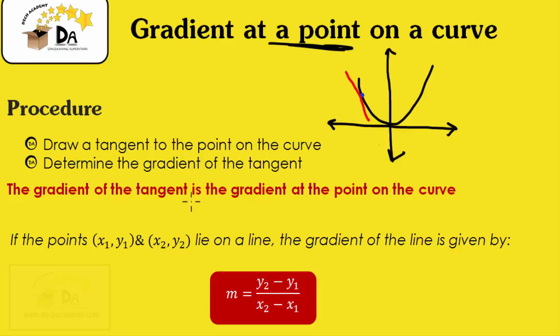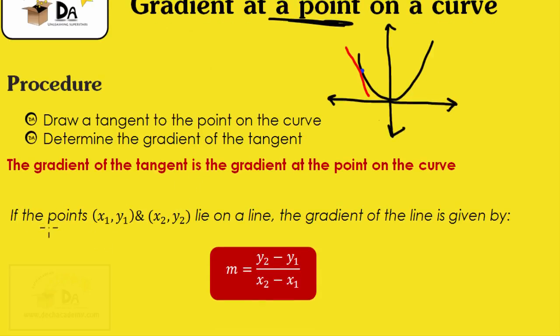Now we've dealt with gradients of straight lines. So essentially, in order to determine the gradient at a point on a curve, the only new thing you need to be aware of is that you have to draw a tangent line to the point on the curve. After that, you just use what you already know about gradients of lines, because a tangent line is a straight line. And remember, if the points x1, y1 and x2, y2 lie on a line, the gradient of that line is given by this formula, where m represents gradient: m = (y2 - y1) / (x2 - x1). It's the same formula we use to determine the gradient of straight lines.